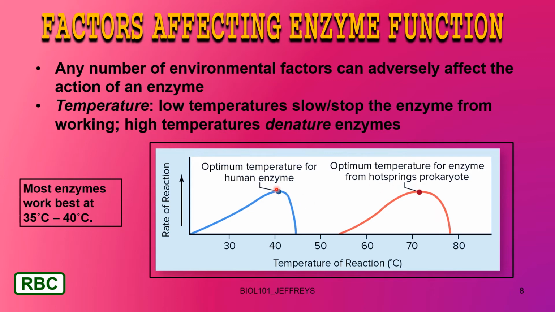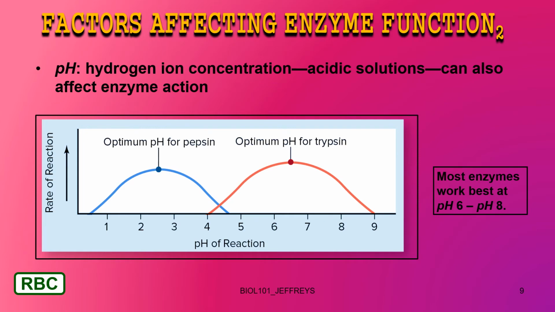So normal human enzymes, we're talking about like 36 to 42 degrees C, but there are other enzymes that can handle very extreme temperatures. Most enzymes, we're talking about enzymes within the human body, work best at about 35 to 40 degrees C, right around normal body temperature. Okay, pH is another factor. pH is the degree of acidity or alkalinity of a solution. You learned about that in chapter 1.